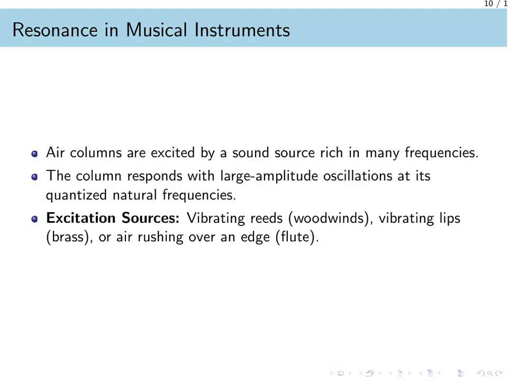Resonance is the mechanism that allows musical instruments to produce loud, clear sounds. Air columns are typically excited by a source that contains a wide range of frequencies. The column then responds with large amplitude oscillations, specifically at its quantized natural frequencies. Different instruments use different excitation sources. Woodwinds often use vibrating reeds, brass instruments rely on the vibration of the player's lips, and flutes use air rushing over an edge to create the initial sound.